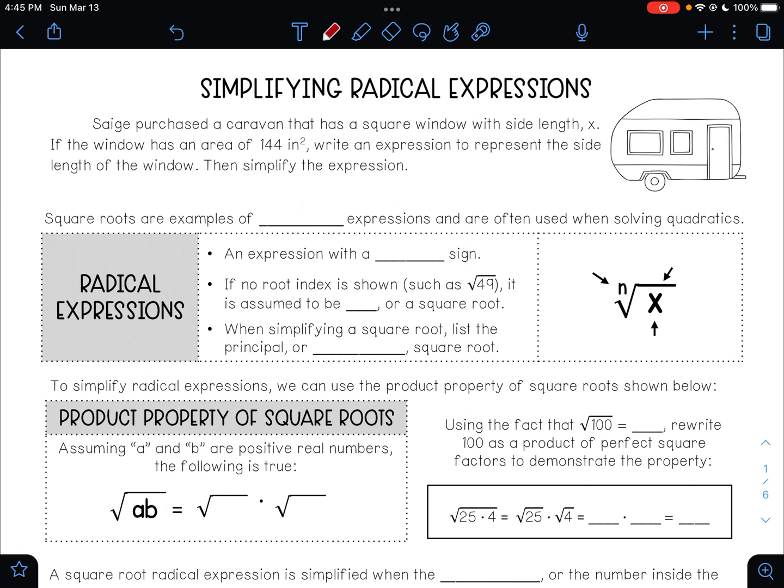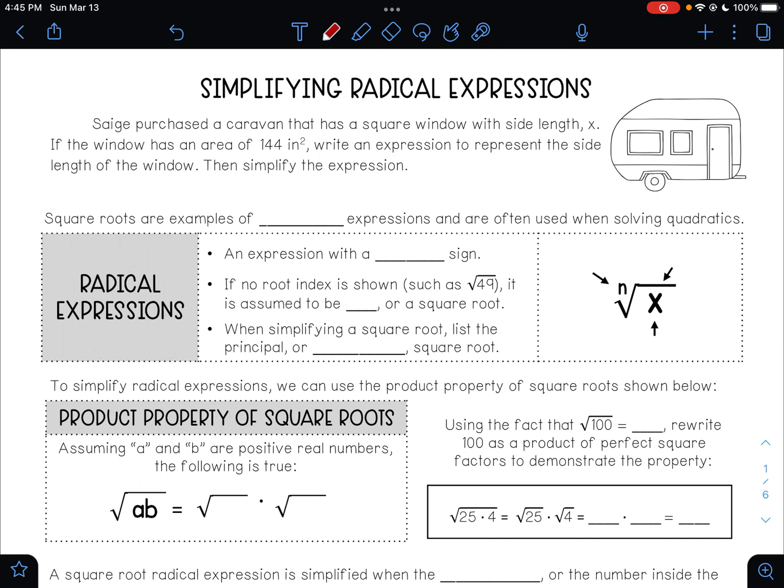So Sage purchased a caravan that has a square window with a side length x. If the window has an area of 144 inches squared, write an expression to represent the side length of the window. Then simplify the expression.